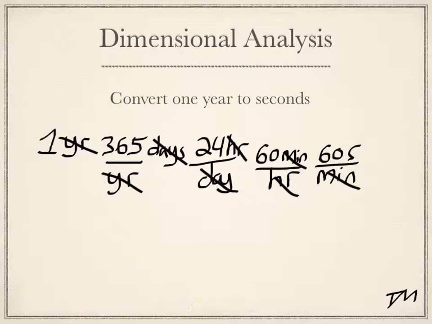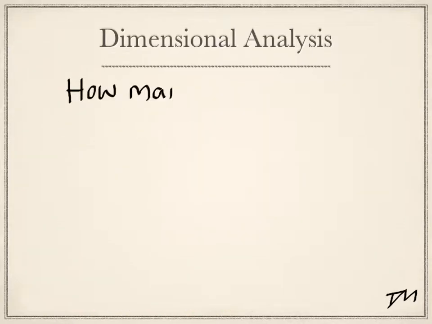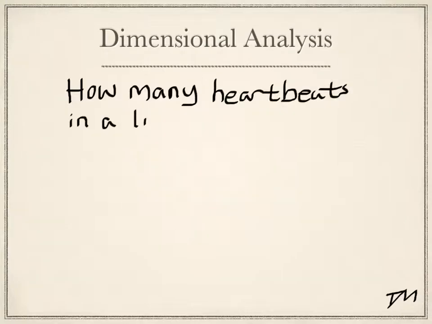Now, if we have a problem, and you'll have a couple that are similar to this one, how many heartbeats in a lifetime? Well, first we've got to think about how to estimate this. Do we just wait a whole lifetime and count heartbeats? Or is there an easier way to approach this example that we can start using our techniques of dimensional analysis?